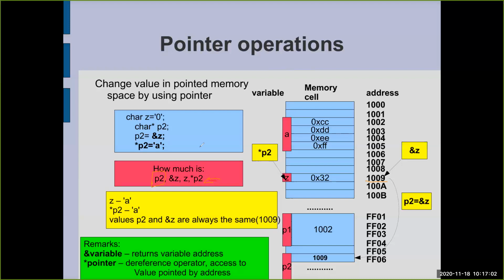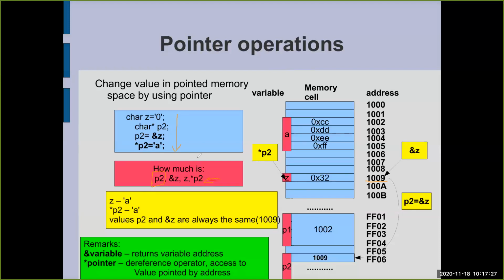The memory cell? No, but okay, everything is a memory cell, even a pointer. But what is the value of, so looking at this example, what will be the value of Z? So if you write cout Z, what will be printed?